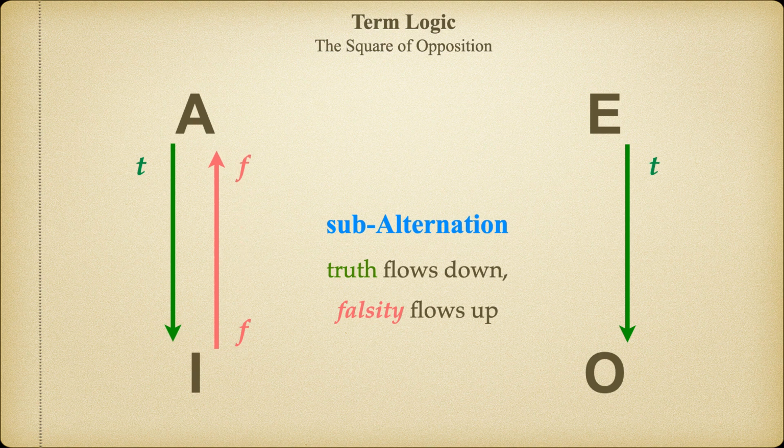The same is going to hold true for the relationship between the particular negative and the universal negative. It's easy to remember the direction of the flow of truth value in sub-alternation. Truth is like gold. It's heavy. If you drop it, it falls. It goes down. But false claims are like the promises of politicians, just so much hot air. And what does hot air do? It goes up. So truth goes down, falsity goes up. Keep that in mind and you'll have no trouble remembering sub-alternation.